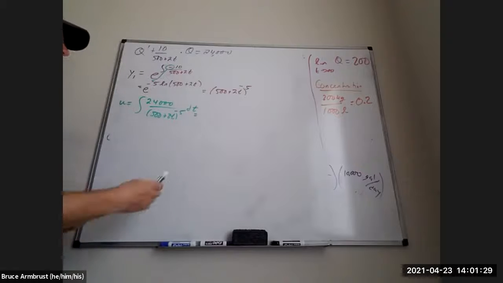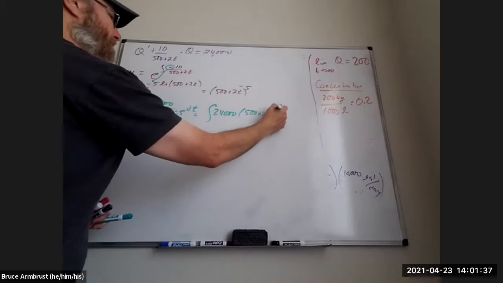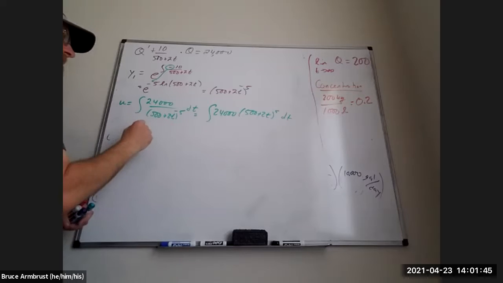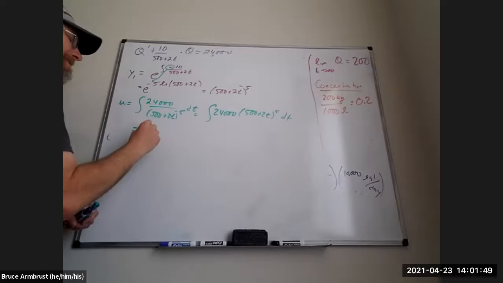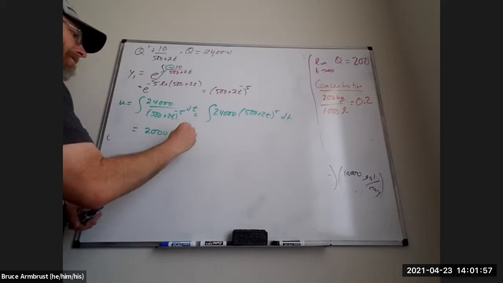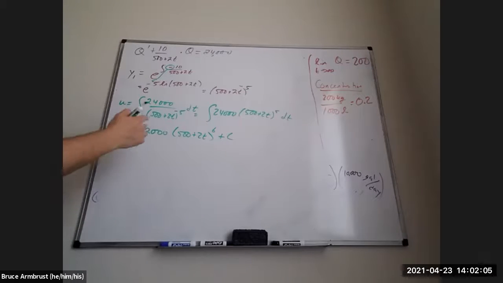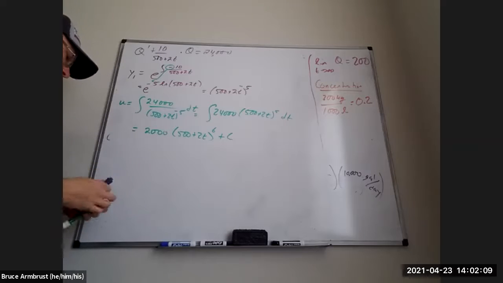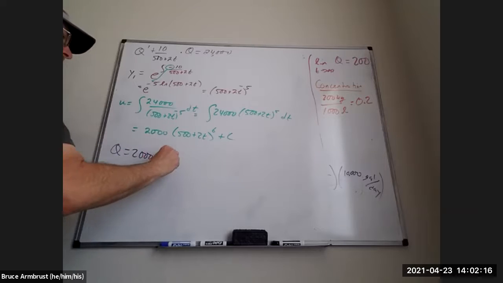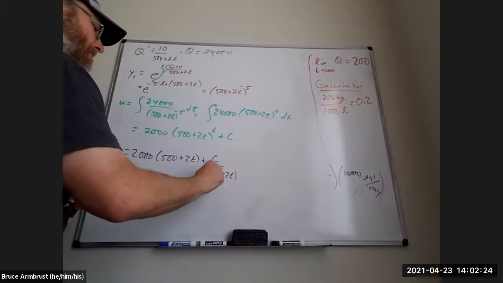I hate minus signs. All right, so this is then the integral of 24,000 times 500 plus 2t to the fifth. I mean, it's actually just about as easy of an integral. But that's going to end up giving us, I think, 2000 times 500 plus 2t to the sixth. So that then when I multiply these together, we get Q is equal to 2000 times 500 plus 2t plus c over 500 plus 2t to the fifth.